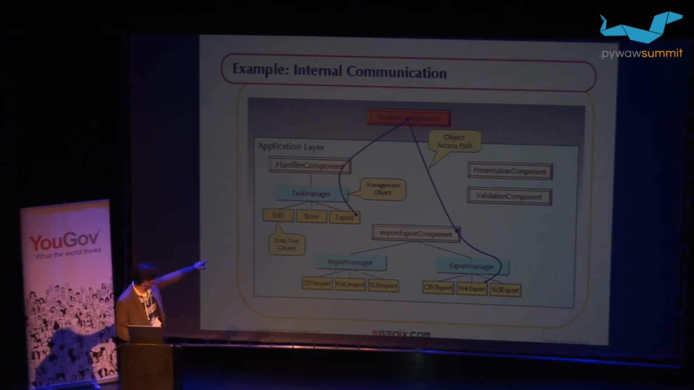The export object would then go up to the system component, and the system component knows the import-export component, and the export task object down here would just reference the import-export component, not the lower-level things down here. There would be an API on the import-export component saying, I want an export, I want this export to be XML, I want it to go somewhere. The import-export component would then go to the export manager, and the export manager would know that it needs to talk to the XML export task object to actually do the export.